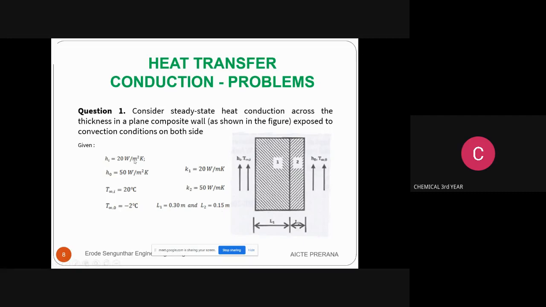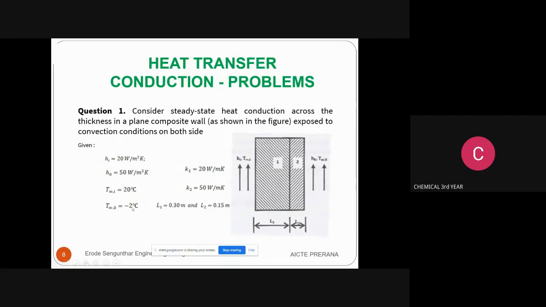Here watt per meter square Kelvin is in SI units only. Watt per meter Kelvin is also in SI units. Meter is also in SI units. Here check 20 degrees Celsius and minus 2 degrees Celsius. So again we have to change degrees Celsius to Kelvin. If we take 20 degrees Celsius plus 273, we have 293 Kelvin. Then 273 minus 2 gives 271 Kelvin.